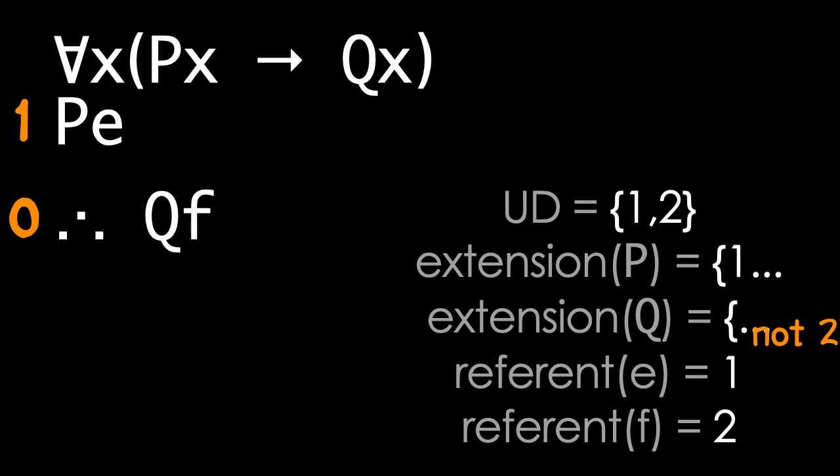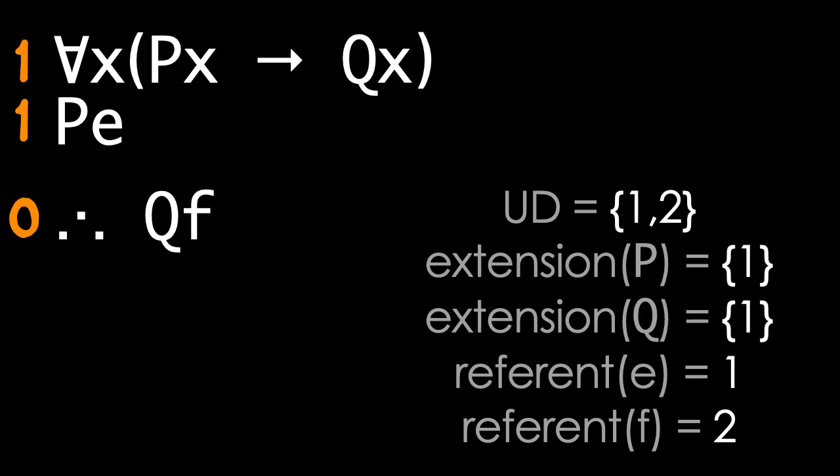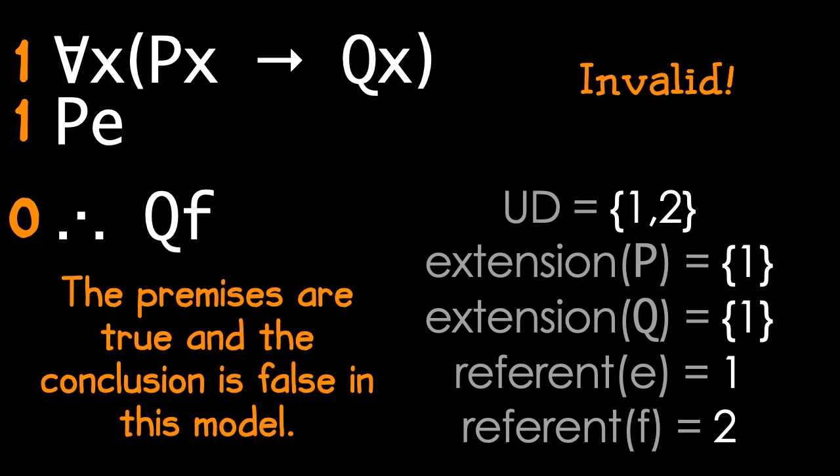Now, what about the first premise? For all x, Px arrow Qx. We can make it true by not putting 2 in the extension of P and by putting 1 in the extension of Q. Now, if you don't see this immediately, you can always try out different possibilities. After some trial and error, you'd end up with something that might look like this. This does what we need. The premises are true and the conclusion is false in this model. And so the counterexample model shows that the argument is invalid.